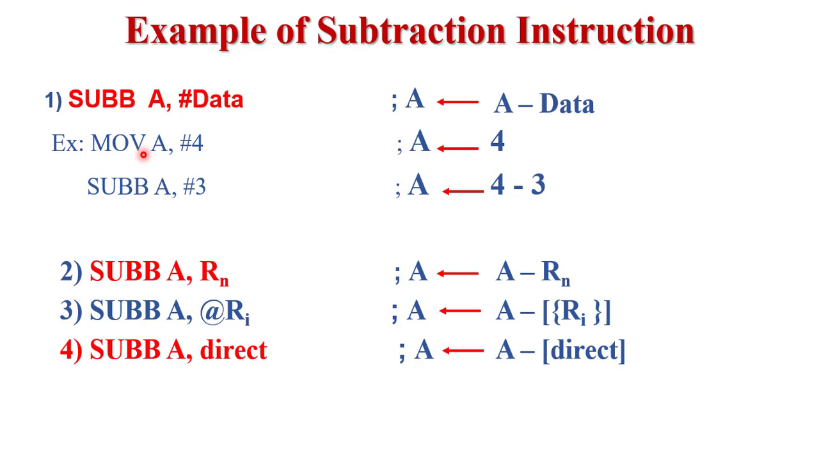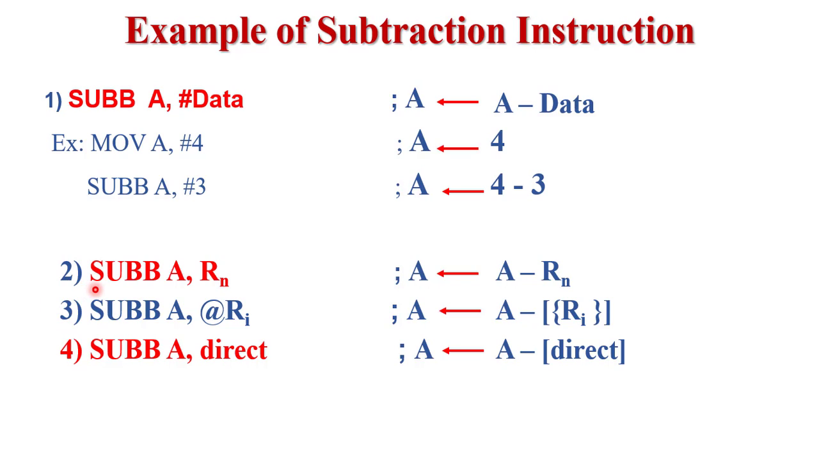So to load accumulator with some value or content, we use move instruction, MOV A, #4. This instruction tells that move this immediate data into the accumulator register. So when this instruction is executed, the accumulator register is loaded with value 4. Now the subtraction instruction SUBB A, #3. Here accumulator contains the value 4 and 3 is the immediate data. So this instruction tells that accumulator content, that is 4, minus 3. The result is stored in the accumulator register.